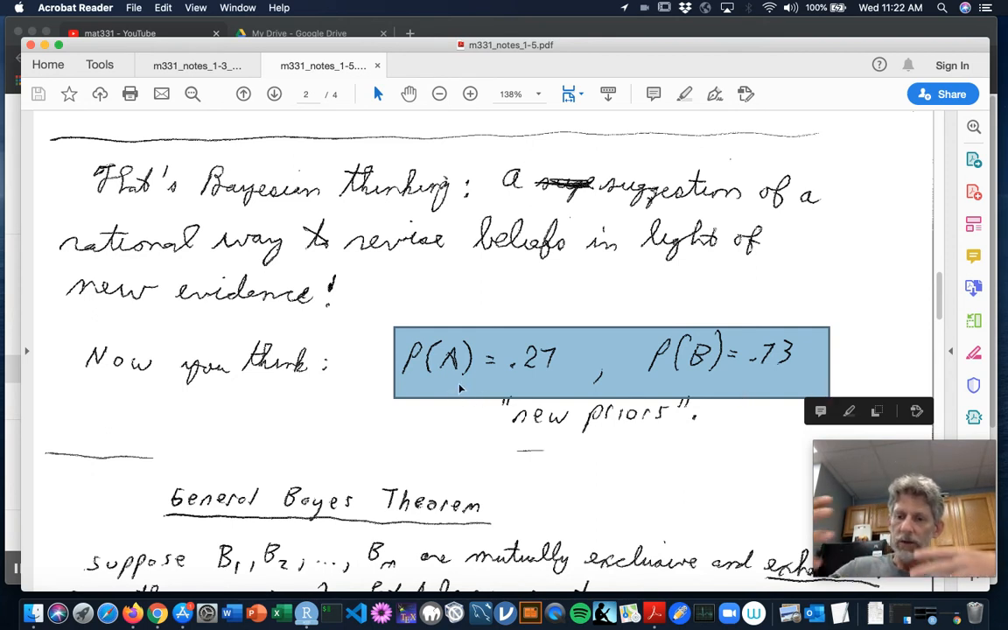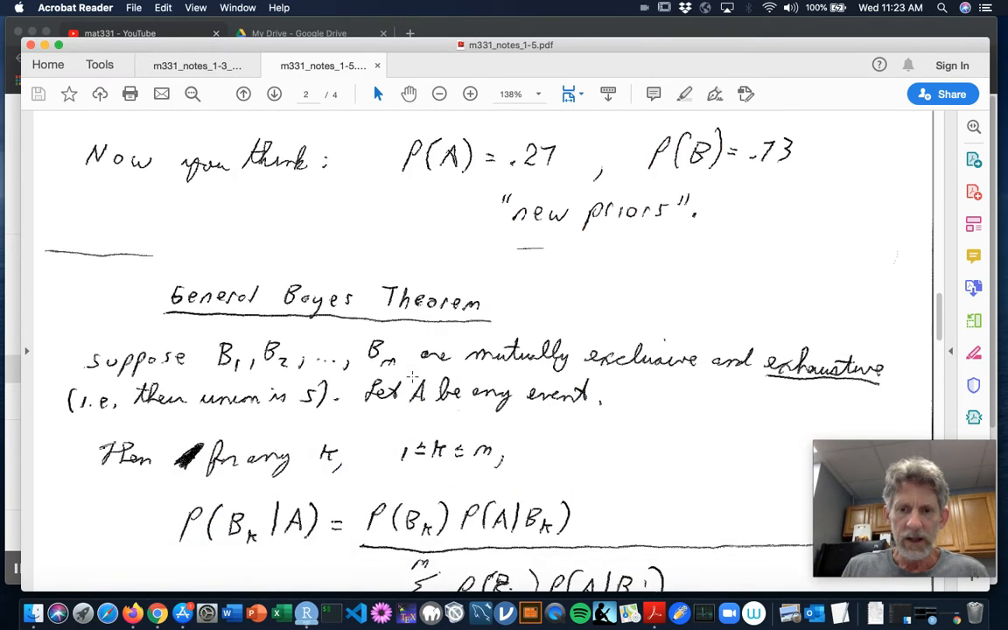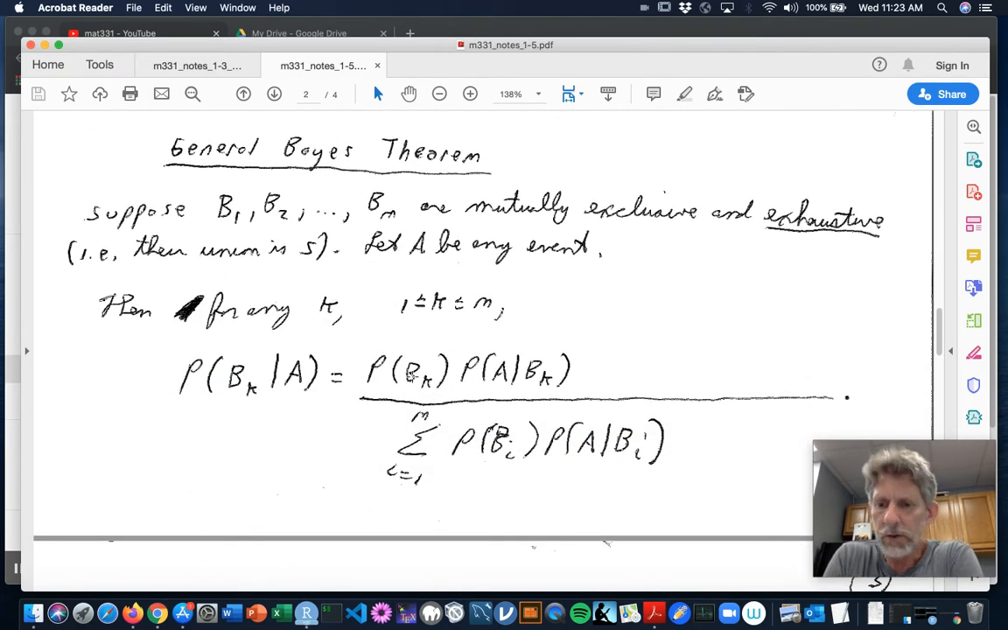And in theory, you could keep using Bayes' theorem as you accumulate more evidence to continually revise these priors. Your posteriors then sort of become your new priors, and they're available for further revision in light of new evidence. We'll consider this more deeply later on in the semester. But for now, let's just work up a general Bayes' theorem.